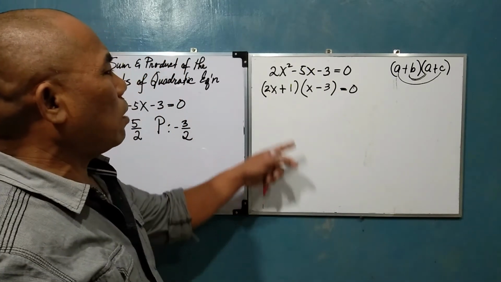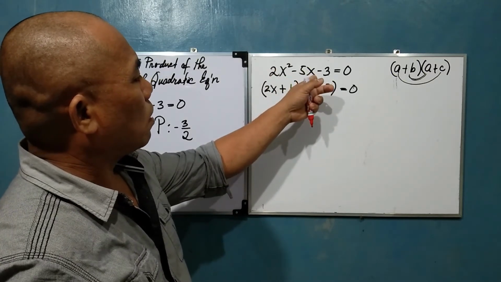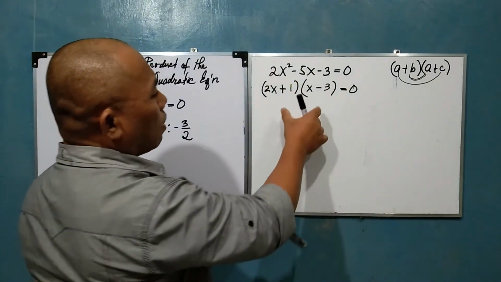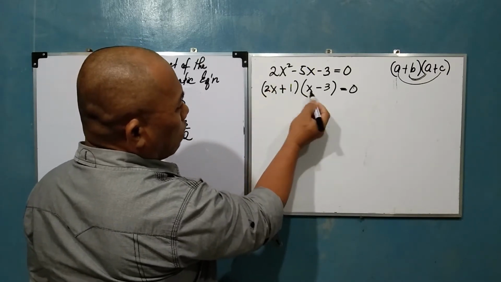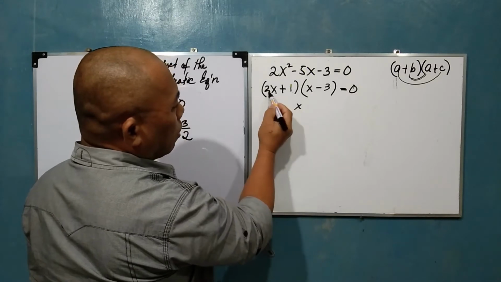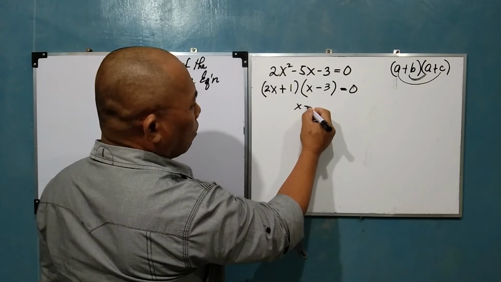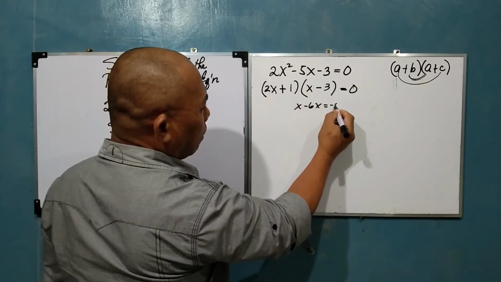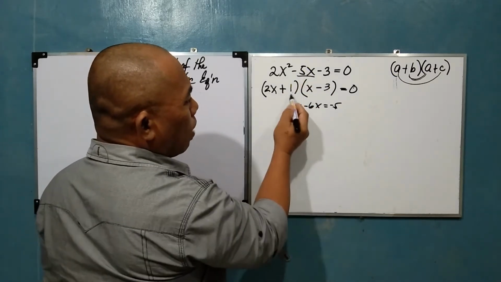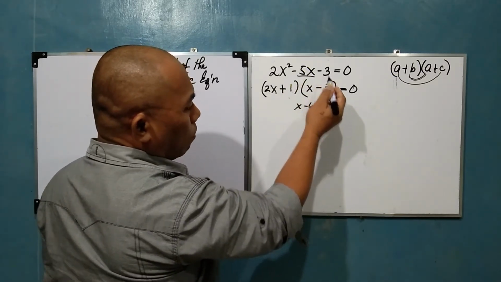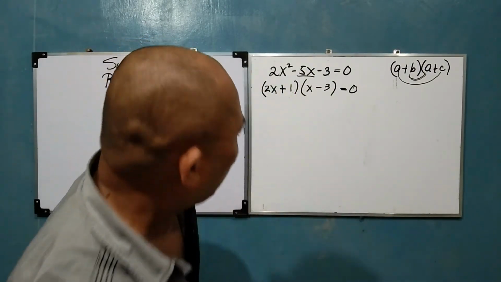So we're able to get now the factors of this. Let's try if these are really the factors. 2x times x, that's 2x squared. 1 times x, that is x. Then 2x times negative 3 is negative 6x. So you got negative 5x, which is exactly this. Then 1 times negative 3, that is negative 3. So we got the factors of the given quadratic function.